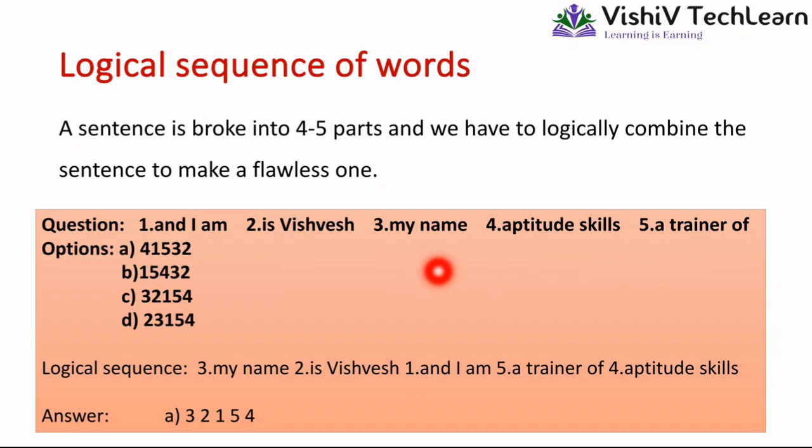When we read this and try to form a sequential sentence out of it, we could start with I am, but it has "and" initially, so we cannot start with this one. Looking at the other options, we can start with the third one, my name. After my name, obviously the next part is is Vishwesh, and then we can use and I am, right? And I am a trainer of aptitude skills. So finally we get a sentence like this: my name is Vishwesh and I am a trainer of aptitude skills. So our answer is 32154, which is option C. This is how these problems are.